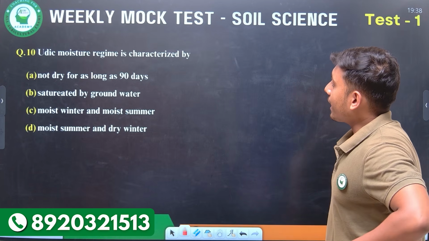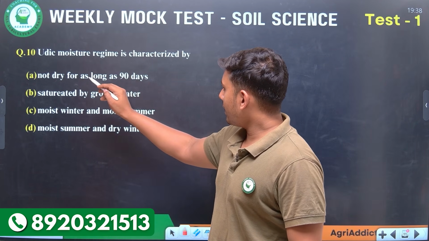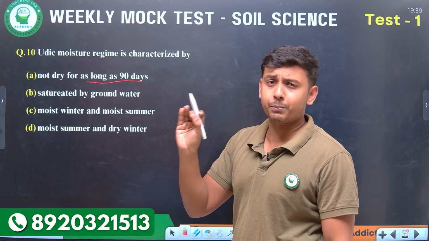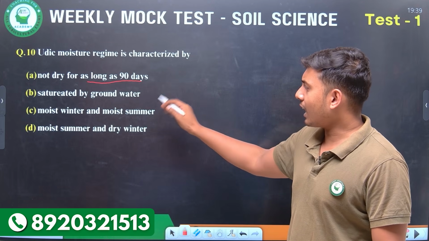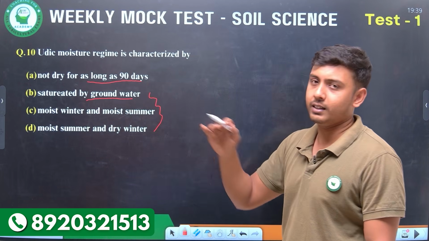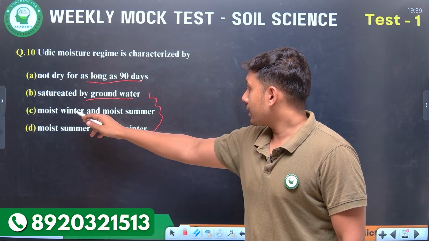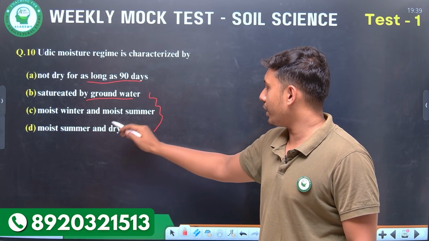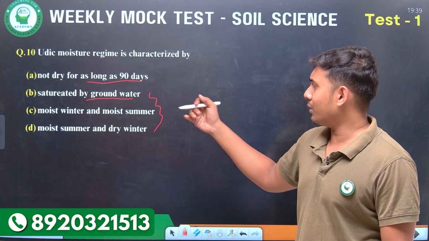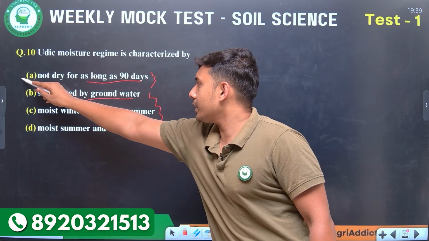Udic moisture regime is characterized by: not dry for as long as 90 days. These are the basic properties of udic moisture regime. The other properties shown here, that is saturated by groundwater, it is actually the aquic regime, which includes this characteristic. Then moist winter, dry summer, these are not udic. Moist summer, dry winter, these are also not udic. So for udic moisture regime, only one option is left, that is option A, it will be correct.